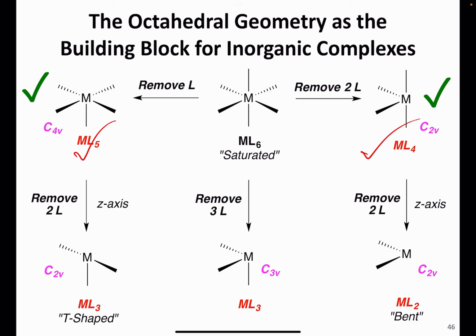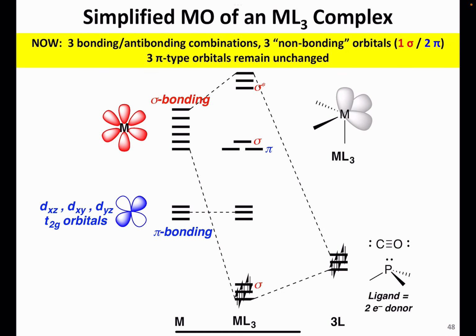Can we do the ML3 fragment? And so we can do that. Remember, we're going to remove now 3 ligands that are all facial to one another. And if we do that, we're going to arrive at this C3V symmetric ML3 fragment. And its molecular orbital diagram looks like this.